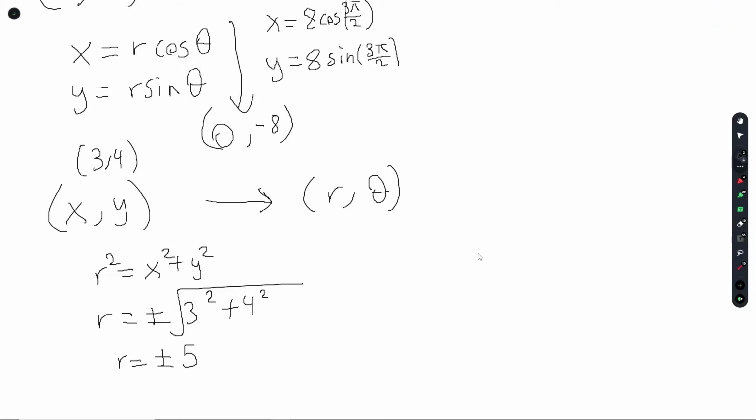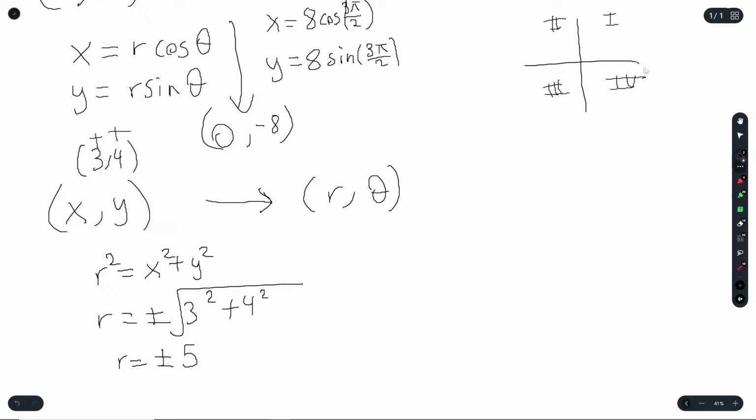On to finding theta. The first step of finding theta is determining the quadrant of the xy point. Since the coordinates are both positive, so x is positive and y is positive, then we are in quadrant 1. So this is quadrant 1, this is 2, this is 3, this is 4. In 1 x and y are both positive. In 2 x is negative and y is positive. In 3 they're both negative. And in 4 x is positive and y is negative. Okay, so since both are positive, it's quadrant 1.